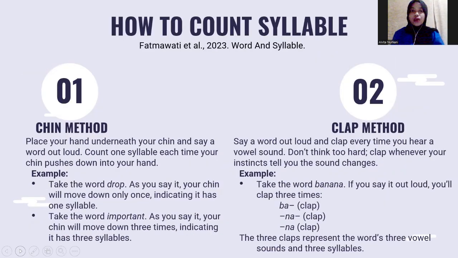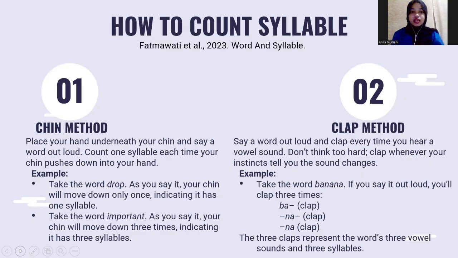And these are ways to count syllables by Fatmawati et al. The first one is the chin method. Place your hand underneath your chin and say a word out loud. Count one syllable each time your chin pushes down into your hand. You may have to exaggerate your pronunciation for this method.